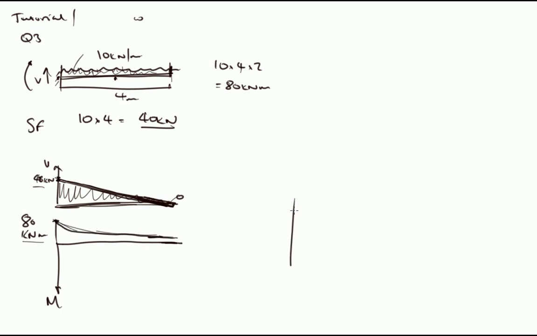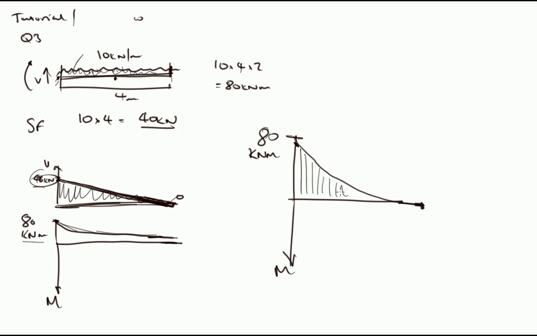Let me draw that again somewhere here. We have a moment here, and this is the end of our beam here, and we end up with a value at 80 here and a value at 0 here, and that is a parabolic curve which starts off at 0 gradient here and our steepest gradient at this point here, which is from this 40. Okay, that's 80 kilonewton meters of bending moment. This is our bending moment diagram. Okay, and this is our shear force diagram.